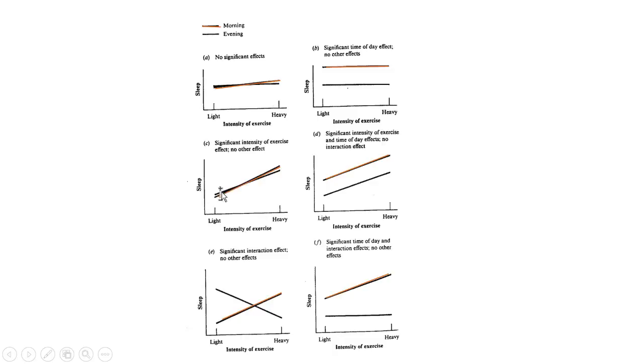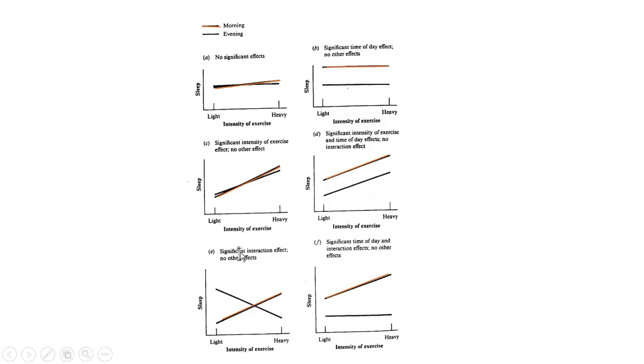The next one, C, shows the difference between light and heavy. Basically, there's a significant intensity of exercise effect, but there's no difference in morning and evening. Here, we're beginning to see a difference for both light and heavy, so we see a significant intensity effect, and the time of day has an effect, but they're not interacting.